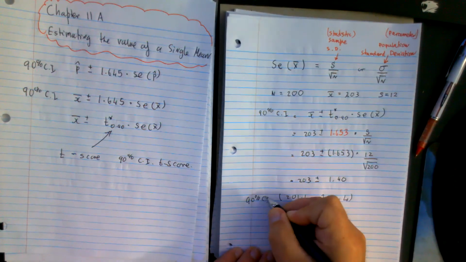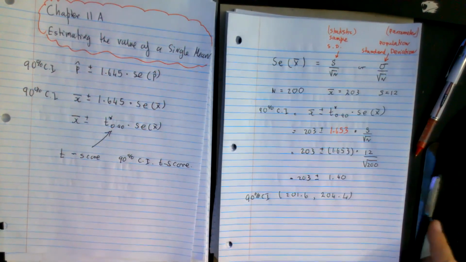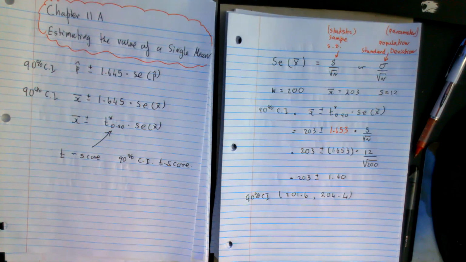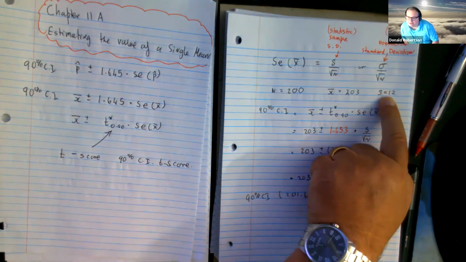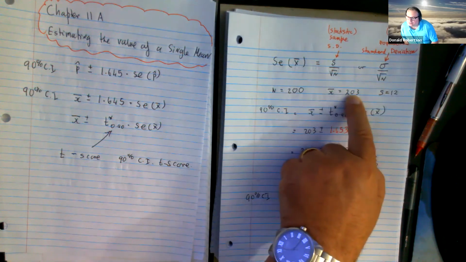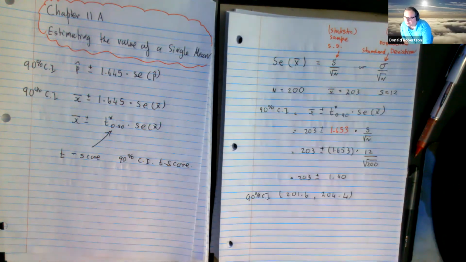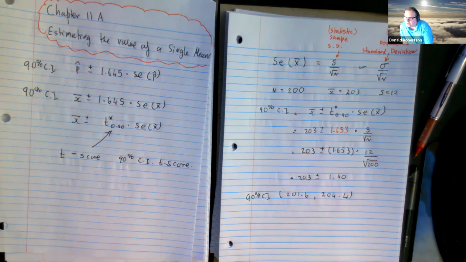Professor, how did you get the 12? Was that the amount of people with that average weight? Now that 12 is the standard deviation of those 200 people. So their average was 203 and their standard deviation was 12. That was just a number that you are given in the question. You know, it could have been 22, it could have been 40. You're just told what it is.